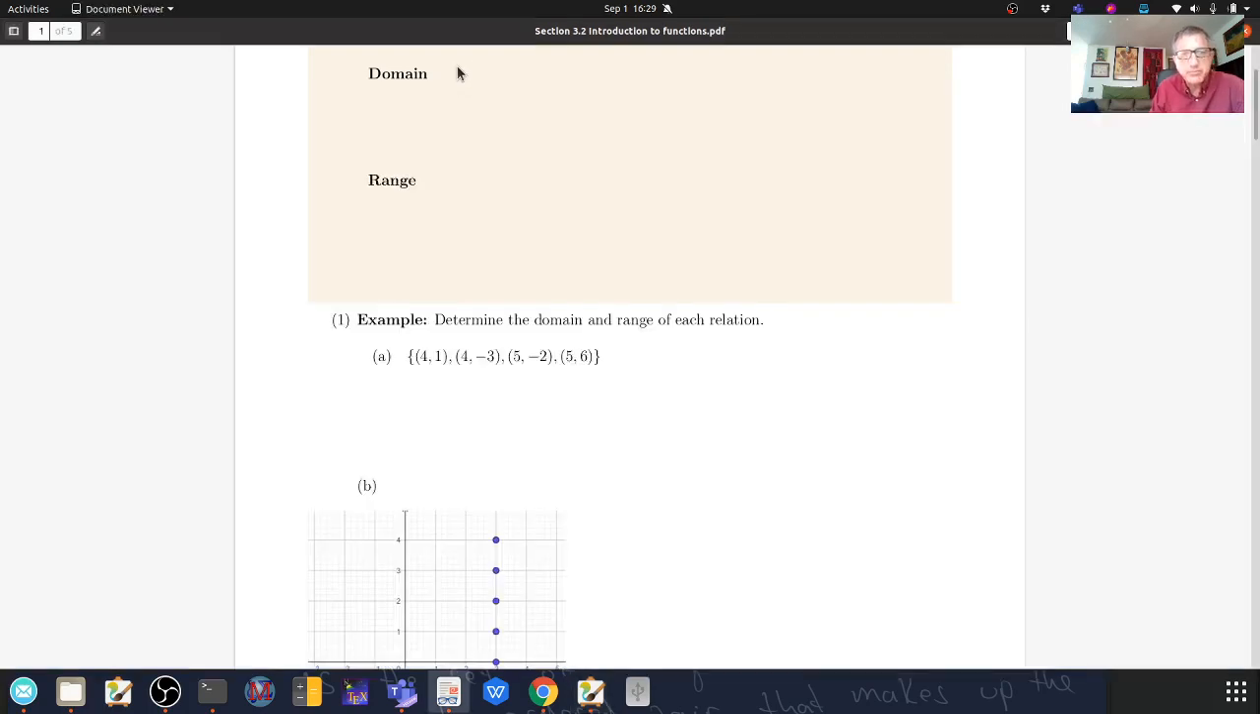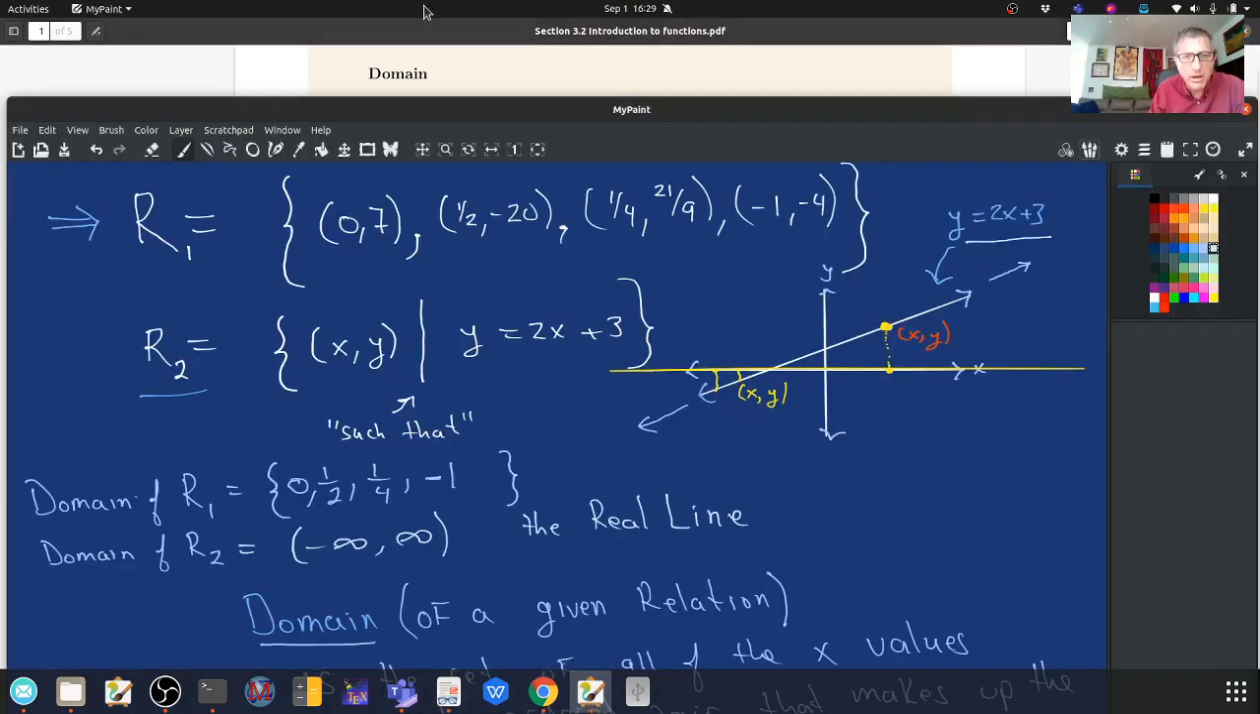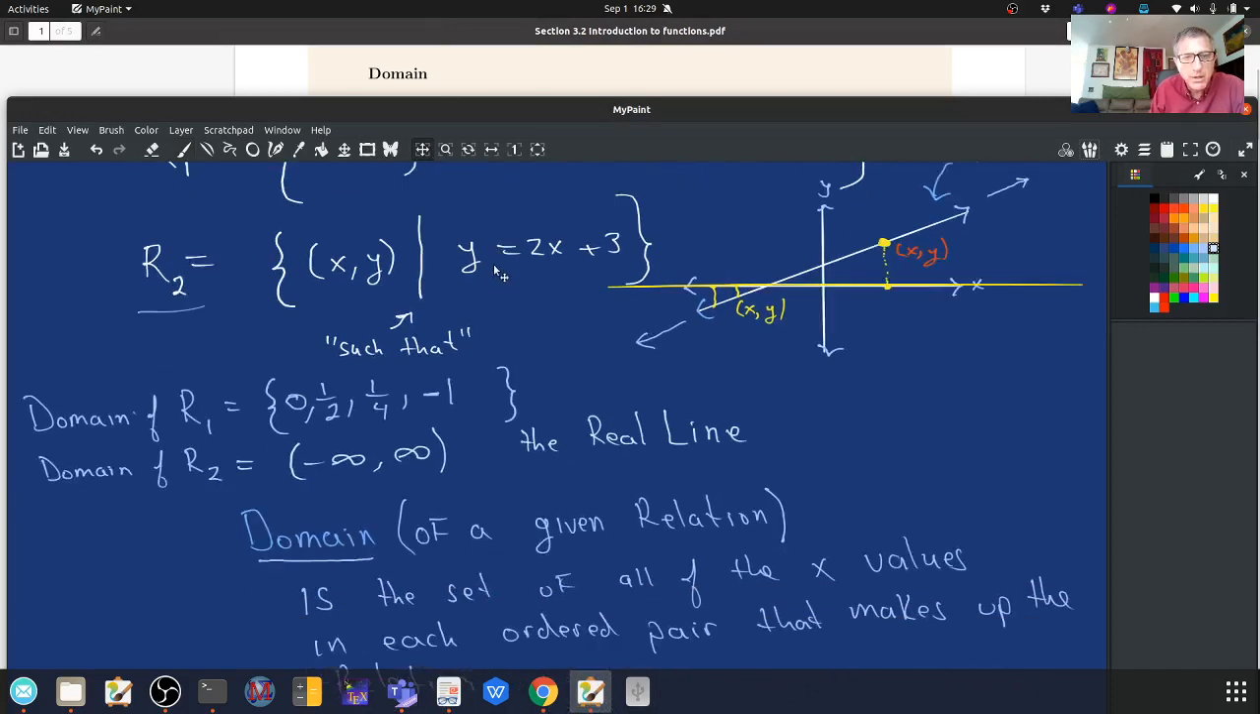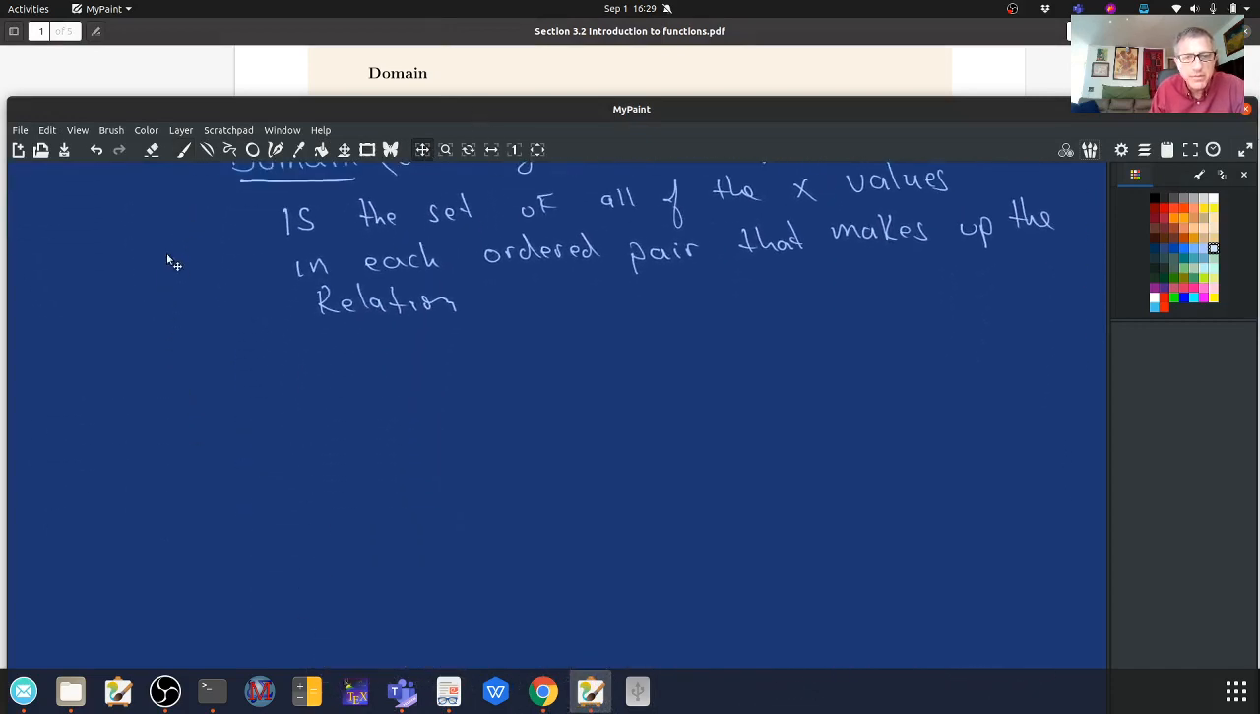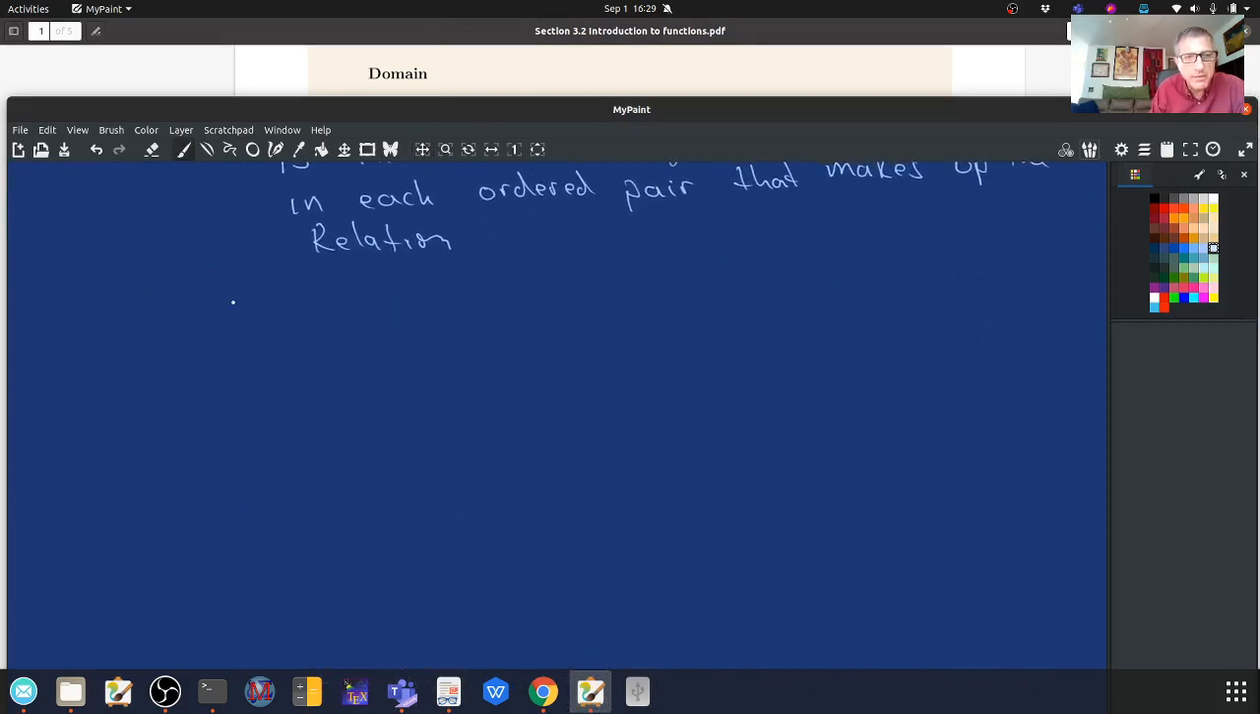Okay. Now let's look at the range. The range is a similar definition to that of domain. You have to have a given relation in mind. Range of some given relation.